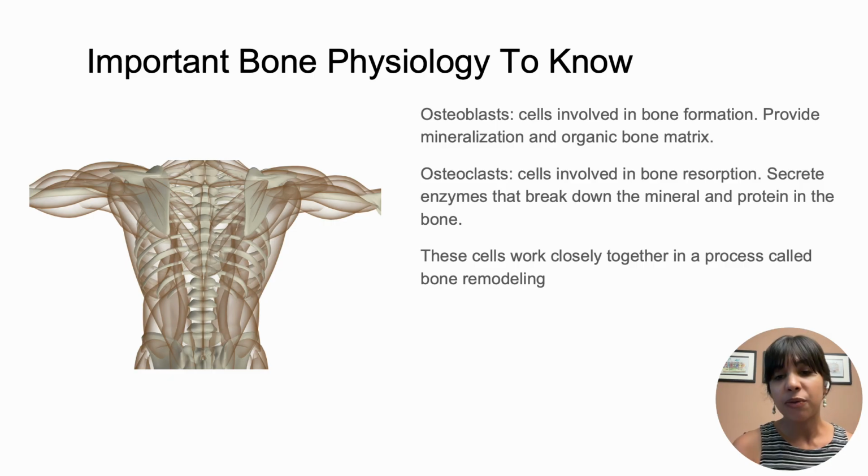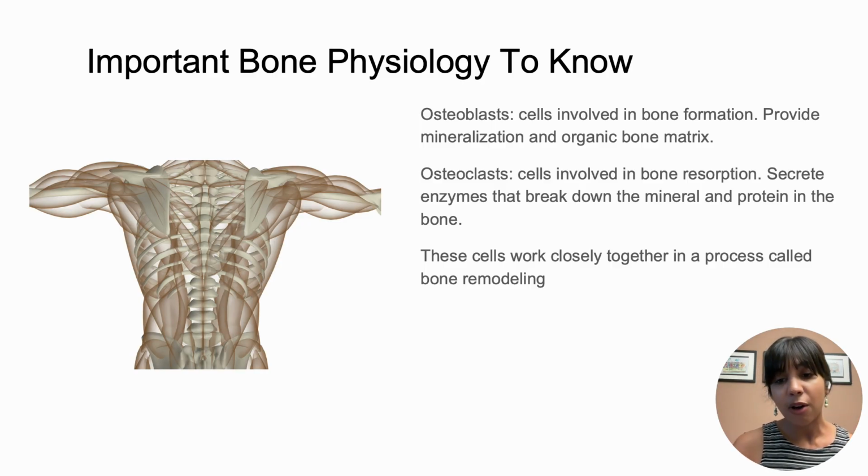Here is some important bone physiology to know. Osteoblasts are cells involved in bone formation. They provide minerals and organic bone matrix to help form the bone itself. So they secrete these minerals and organic matrix called osteoid.